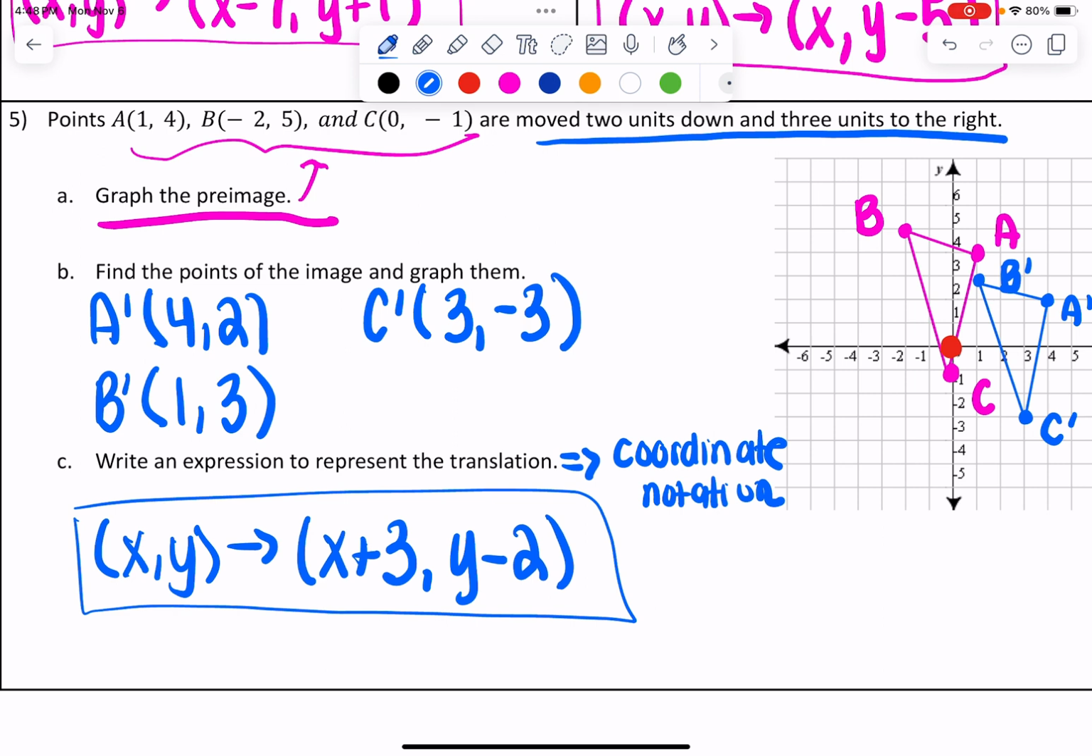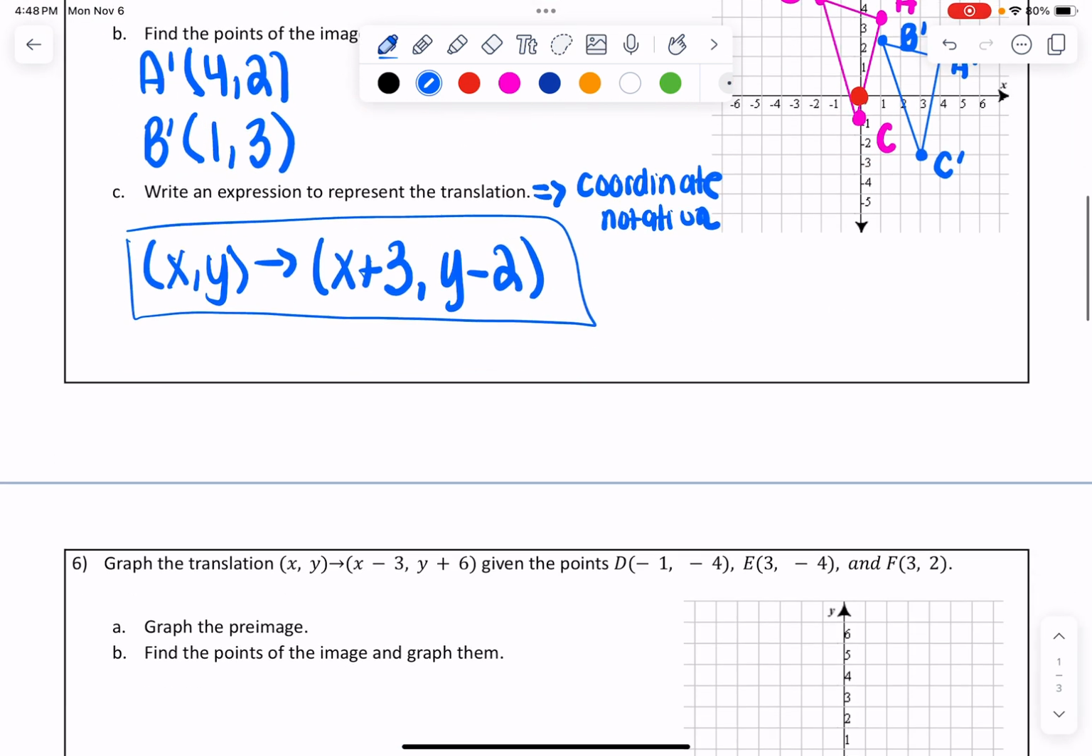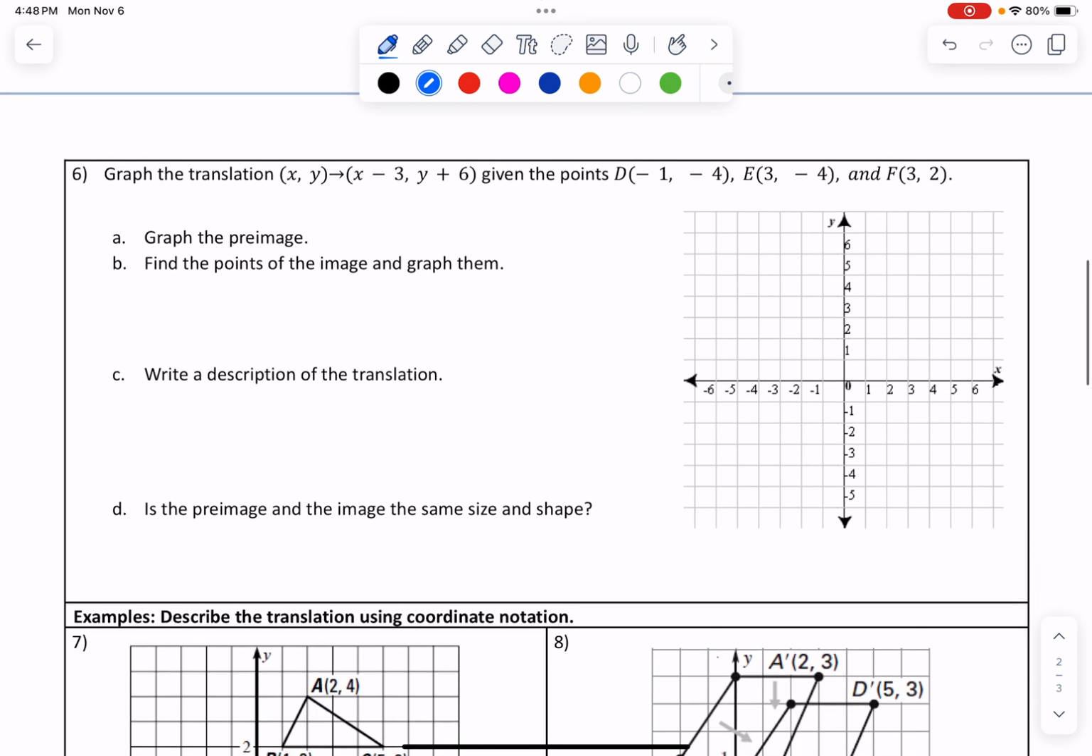I'm going to show you the more algebraic way to do it, and then you can choose which way you prefer. Alright, let's try the next one. So notice the directions change. You're now given the fact that this is in coordinate notation, and you have to graph the image.